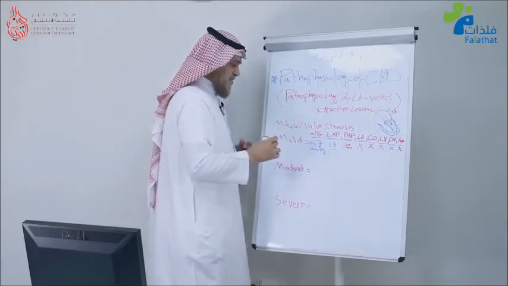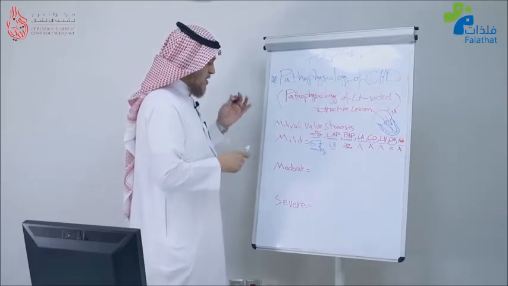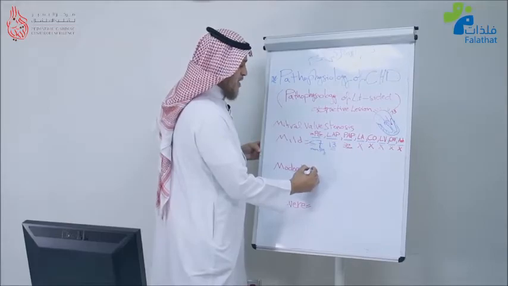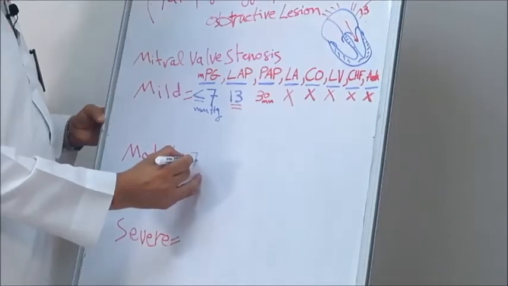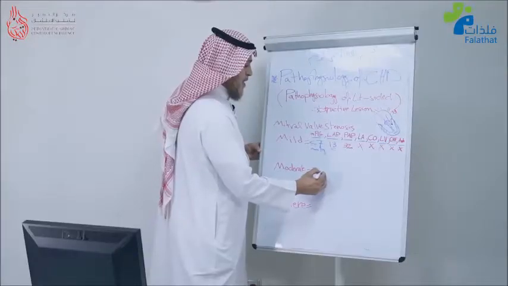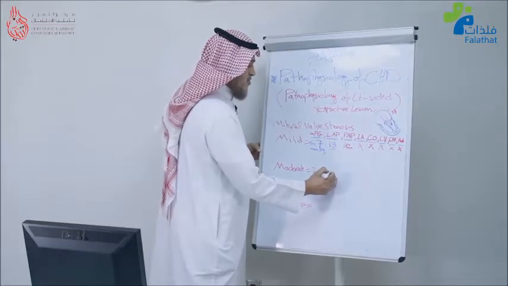What if it is a moderate stenosis? And when we say moderate, that means the mean is anything between 7 millimeter mercury and less than or equal to 12.